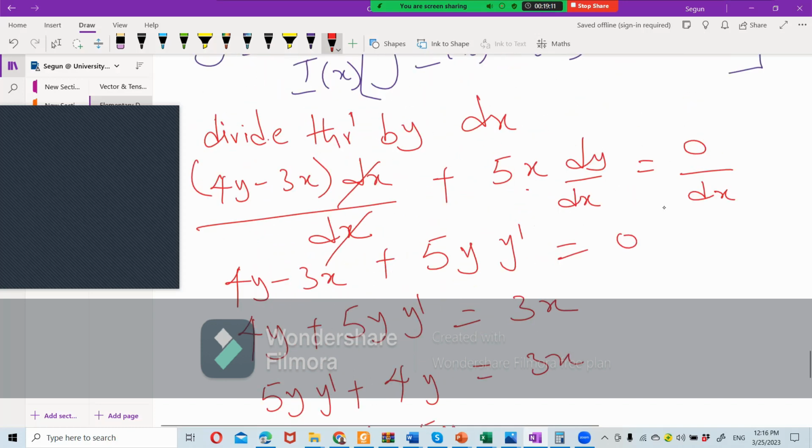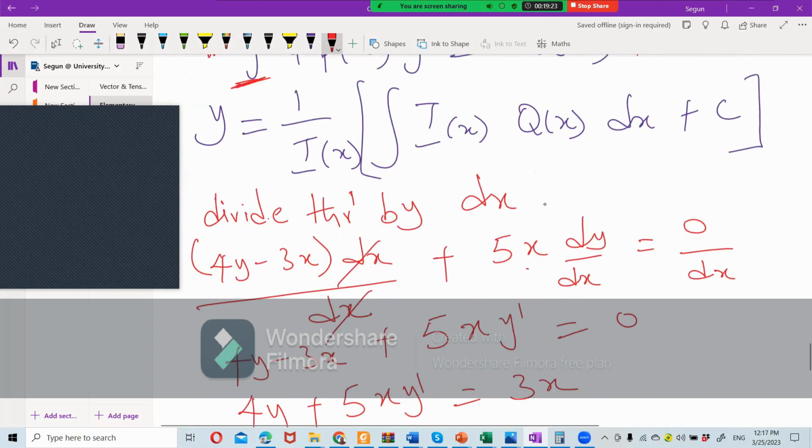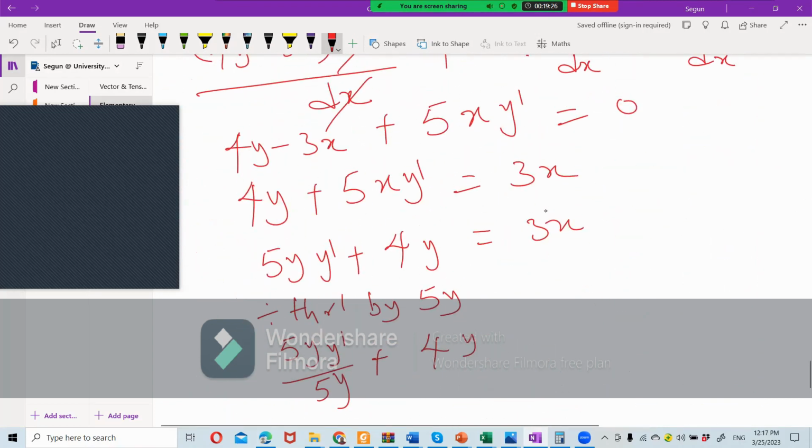Sorry, there was a misrepresentation here. This is supposed to be 5x, please. From the question it is 5x. So you can correct it: the 5y should be 5x.